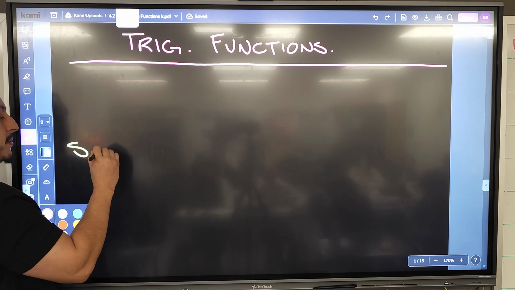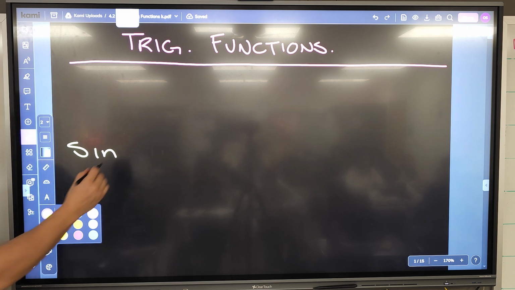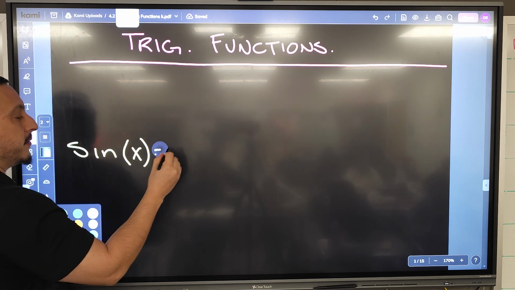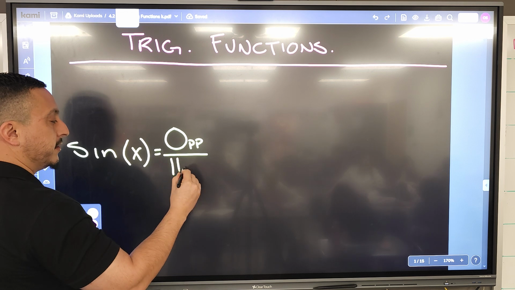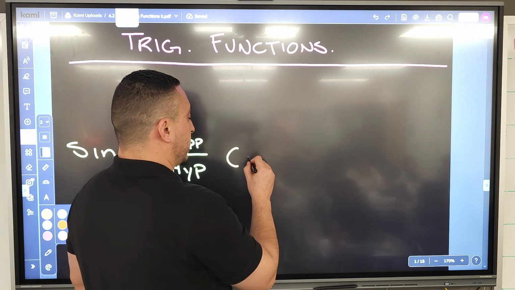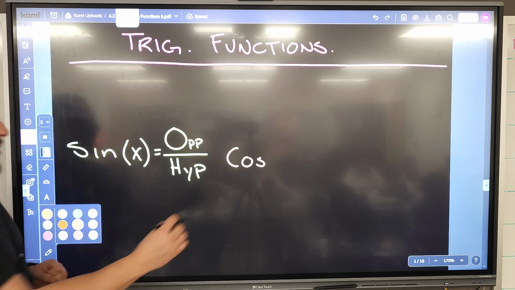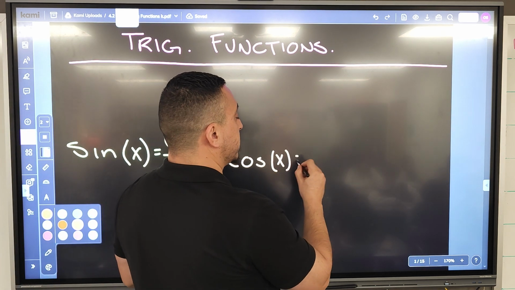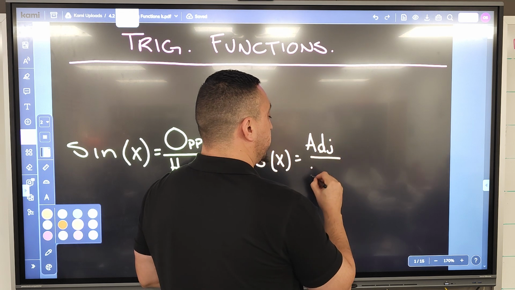We have, this one's pronounced sine. Sine of a certain angle equals opposite over hypotenuse. And we are going to talk about who is the opposite, who's the hypotenuse, and all that. We have cos, which is called cosine of a certain angle. This one's adjacent over hypotenuse.